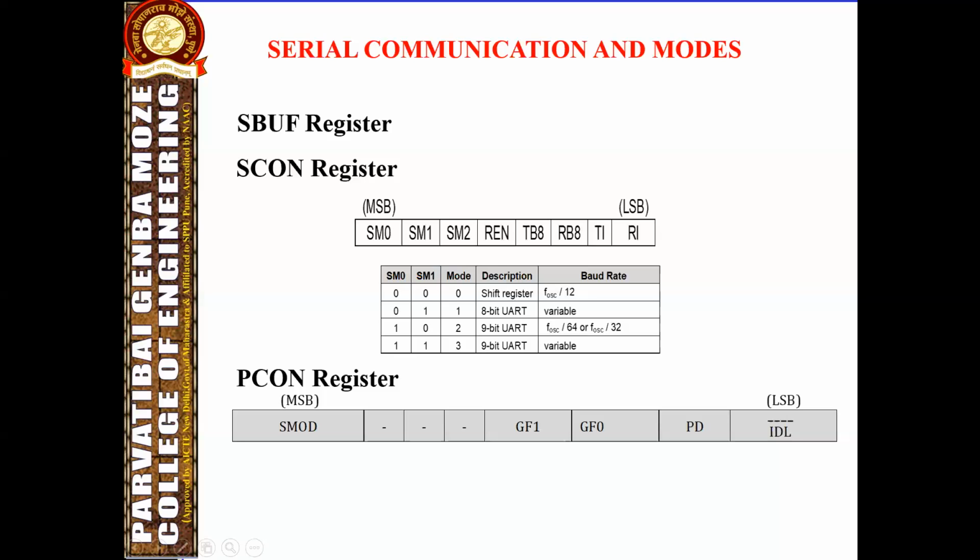Next we come to the PCON register. The PCON register is not bit addressable. It is used for controlling the data rate. The bit rate can be doubled if the SMOD bit is changed from 0 to 1.